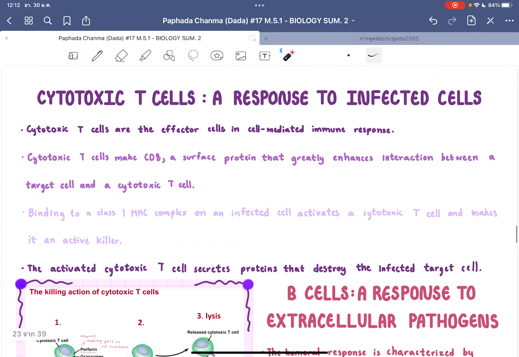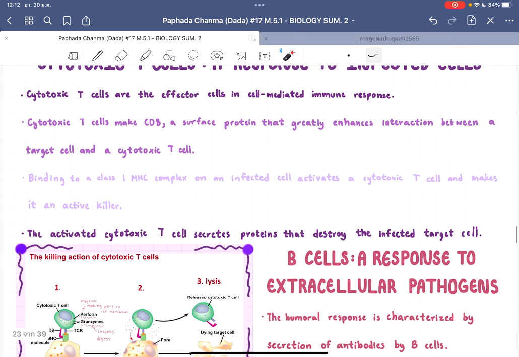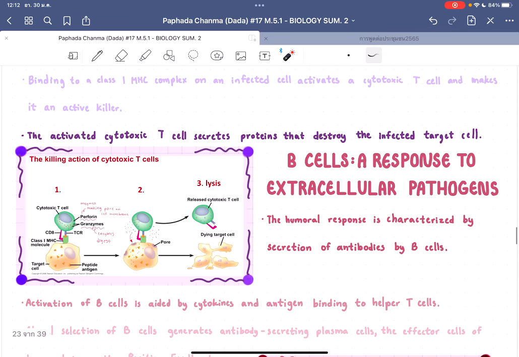Cytotoxic T cells respond to infected cells. Cytotoxic T cells are the effector cells in the cell-mediated immune response. The cytotoxic T cell makes CD8, a surface protein that greatly enhances interaction between a target cell and a cytotoxic T cell. Binding to a class 1 MHC complex on an infected cell activates the cytotoxic T cell and makes it an active killer. The activated cytotoxic T cell secretes proteins that destroy the infected target cell.